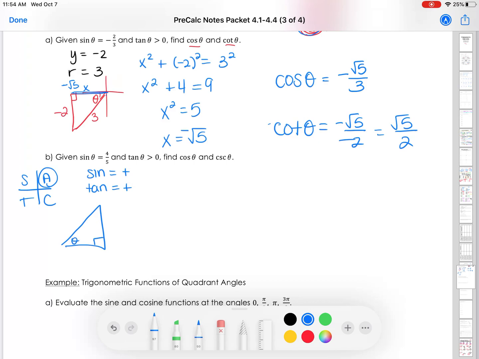So I know that sine is going to be opposite over hypotenuse. Okay. That means, again, this is a 3, 4, 5 triangle. If you don't recognize that, Pythagorean theorem is fine. So we want the cosine for this angle.